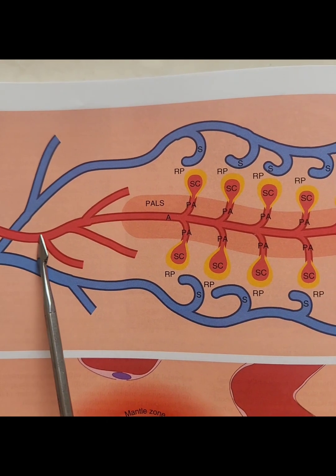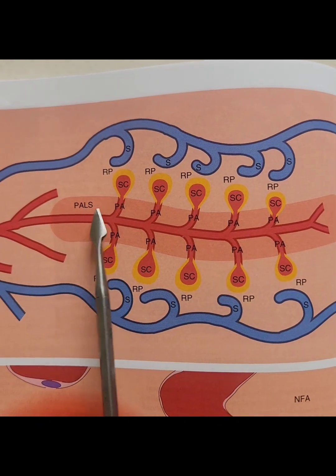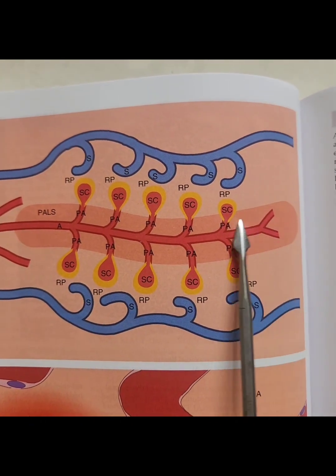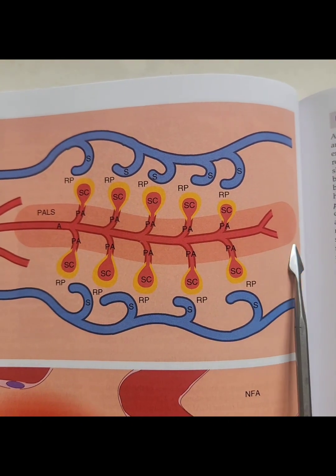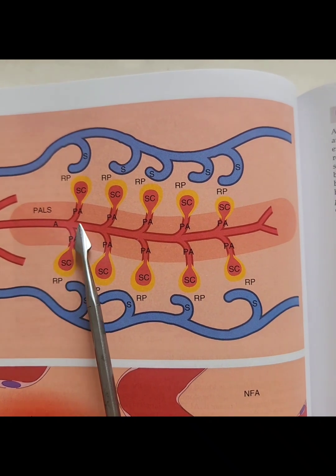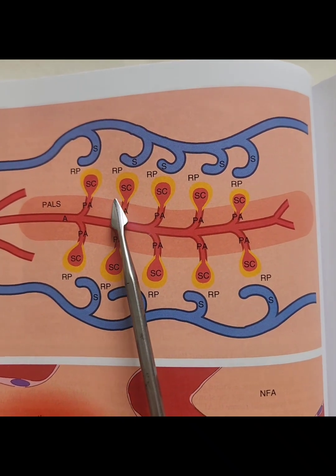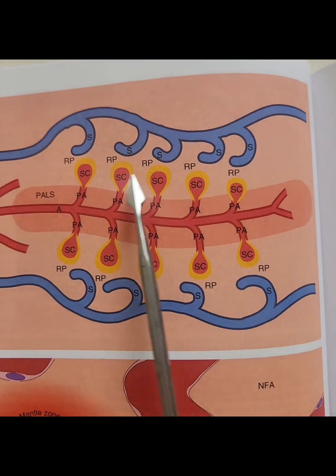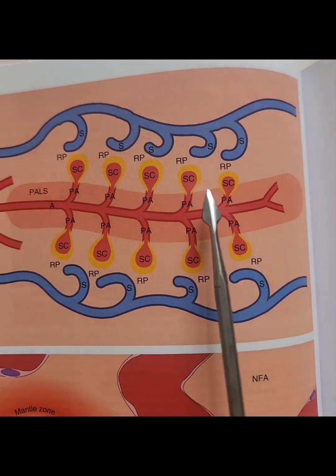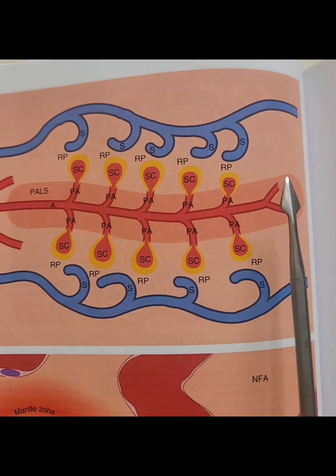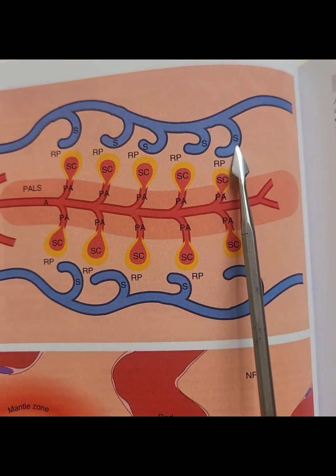This is the splenic artery. This is the peri-arterial lymphatic sheath surrounding the splenic artery, which makes white pulp. This artery divides into penicillar arteries. These are straight arteries, several penicillar arteries, which are covered by a sheath of macrophages. These are sheathed capillaries, we can say. They are nothing but ellipsoids. And these are the sinuses.